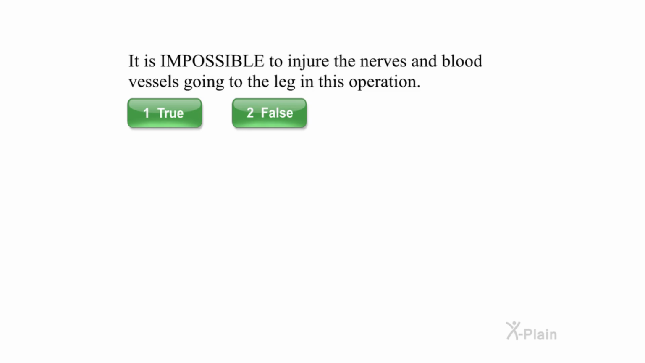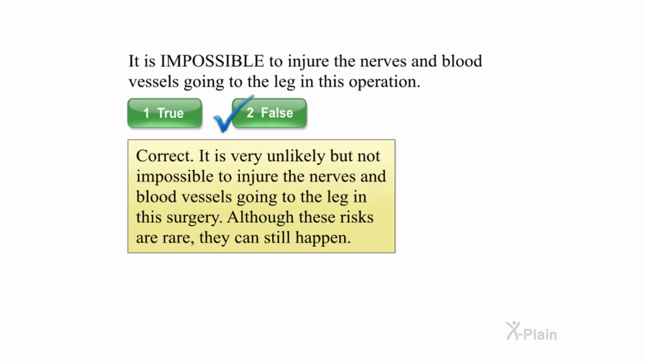It is impossible to injure the nerves and blood vessels going to the leg in this operation. Select true or false. Correct. It is very unlikely, but not impossible, to injure the nerves and blood vessels going to the leg in this surgery. Although these risks are rare, they can still happen.